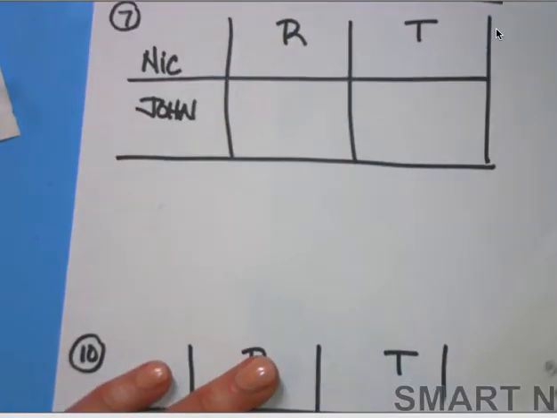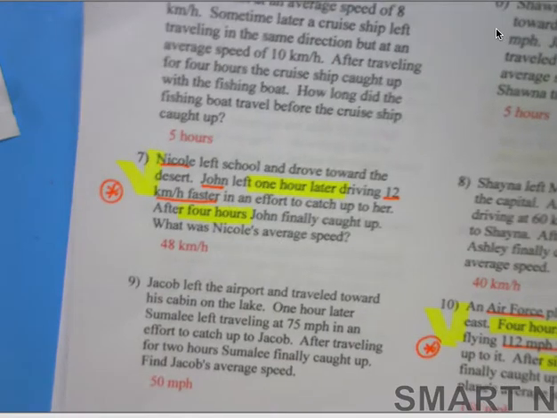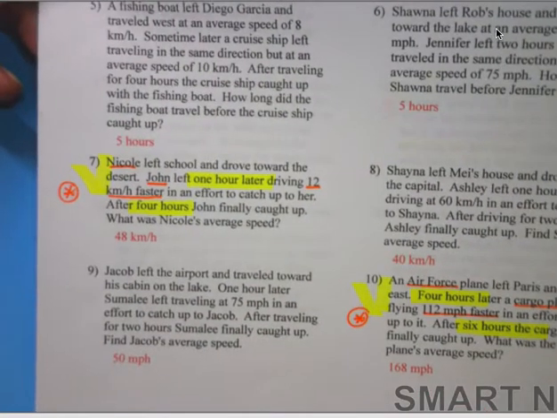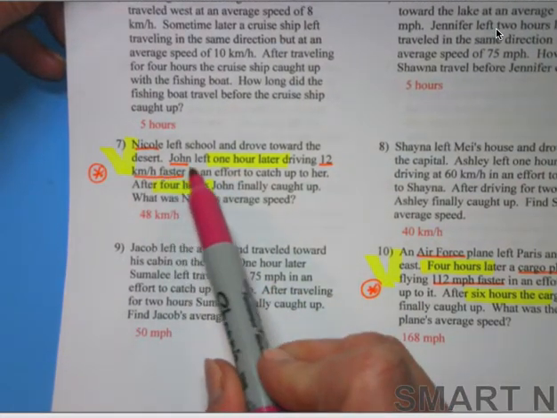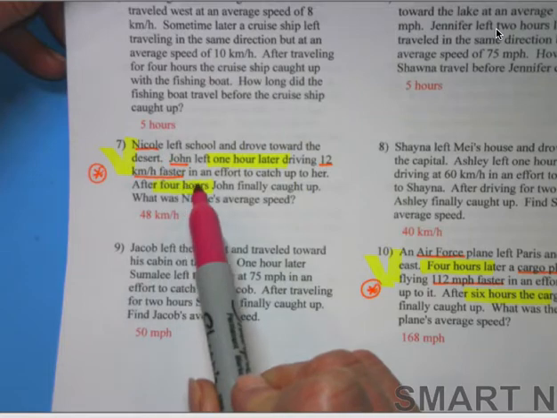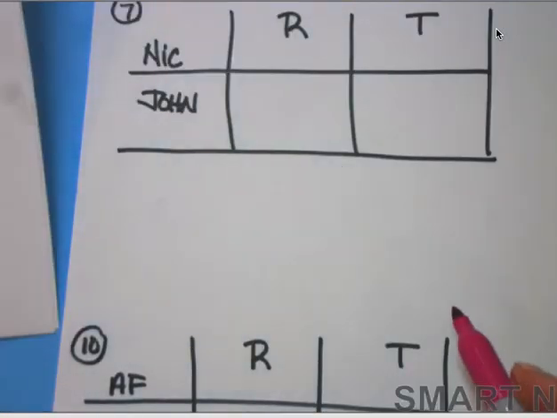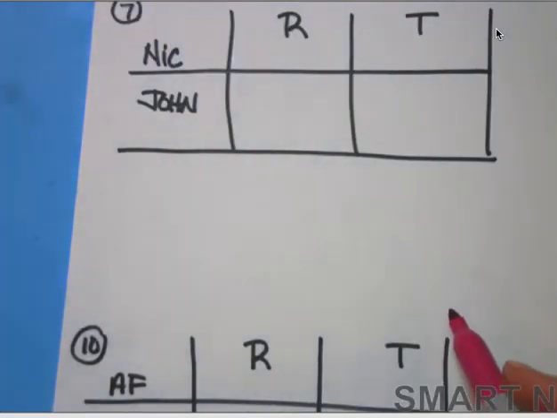Here I have Nicole and John. Okay, here we go. Nicole left school and drove toward the desert. John left 1 hour later, driving 12 kilometers faster. So here we go, that's something I can work with. He is driving 12 kilometers faster.